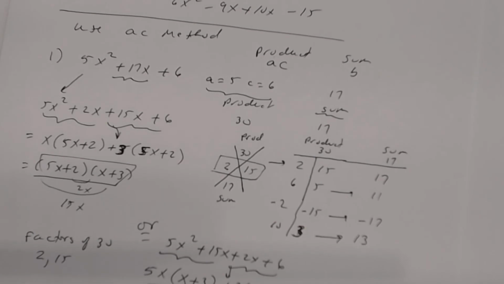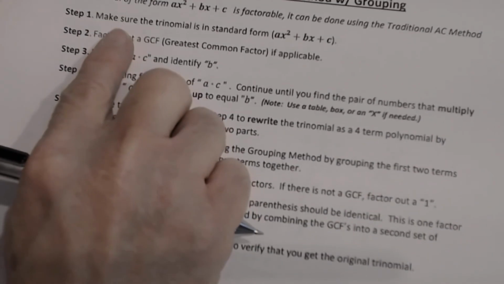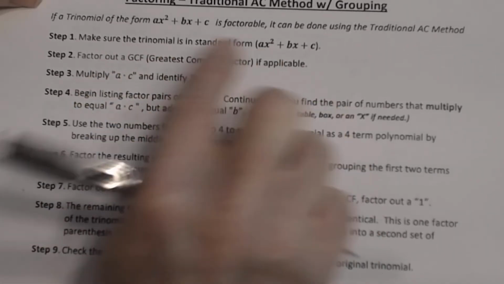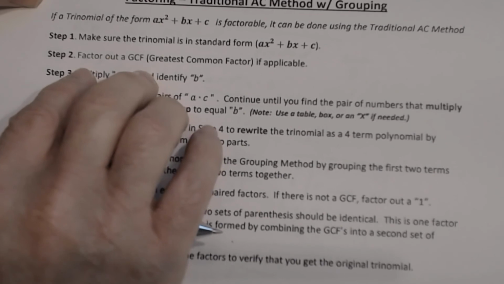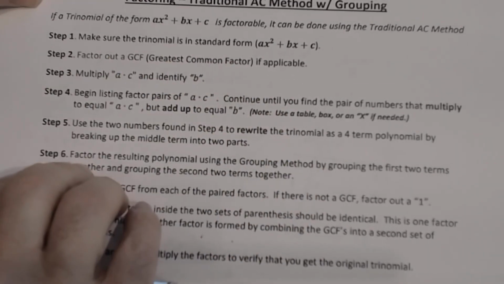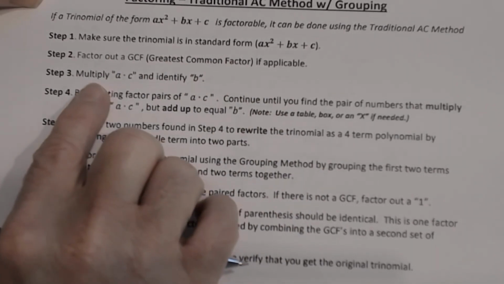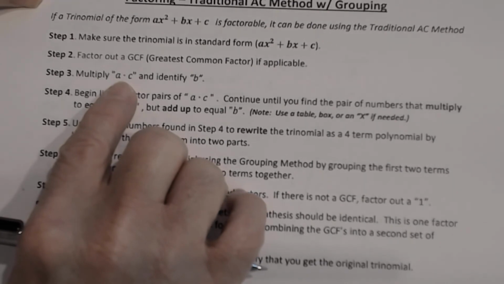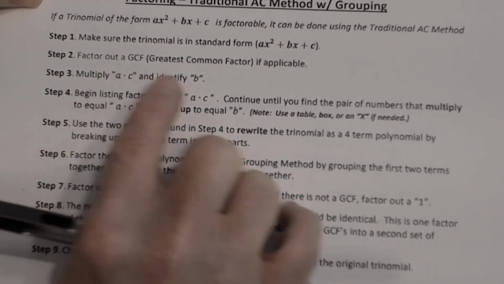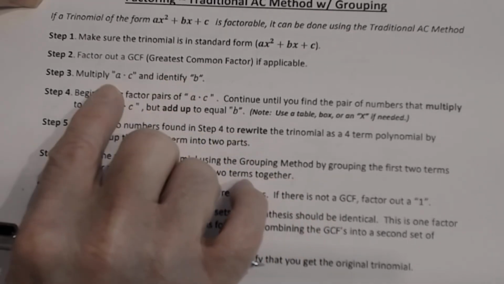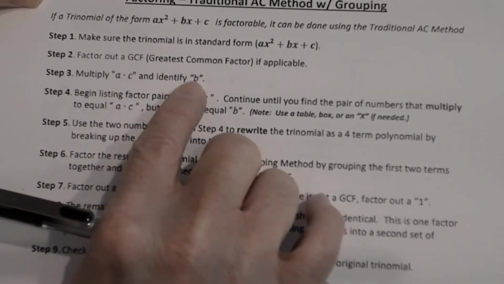Number 2. So let's do number 2. Oh, and by the way, let's go back over these rules. So the first thing we did was we made sure that it was in standard form. Then, just like before, you always want to factor out the GCF first. Then we multiplied A and C together, and then we identified B, and B was your sum. So this is your product, that's your sum. So your product is AC, your sum is B.